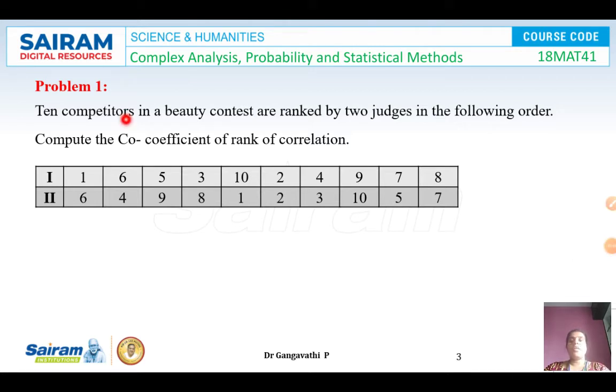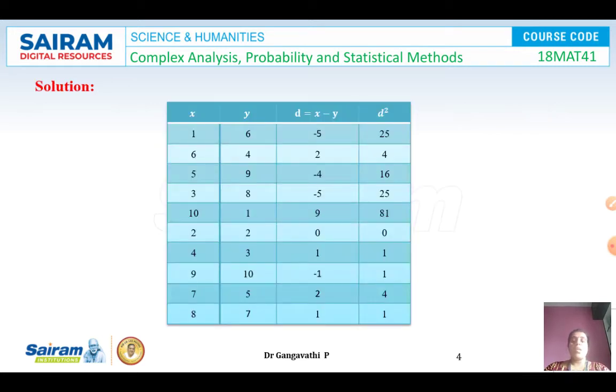Look at the first one. 10 competitors in a beauty contest are ranked by 2 judges in the following order. Compute the coefficient of rank correlation. So 2 judges have evaluated a competition where 10 participants took part. The first judge has given the ranks in this way, and the second judge has given the ranks in this way. We have to find the coefficient of rank correlation. So how do we do it? Try to recall your formula.